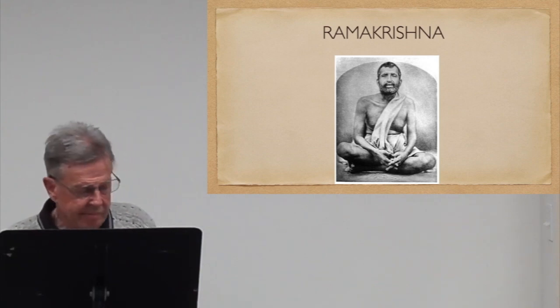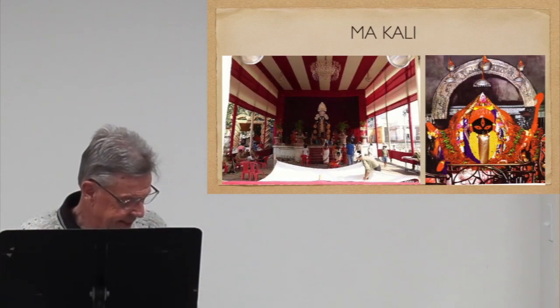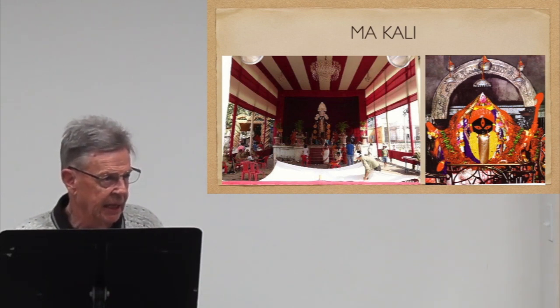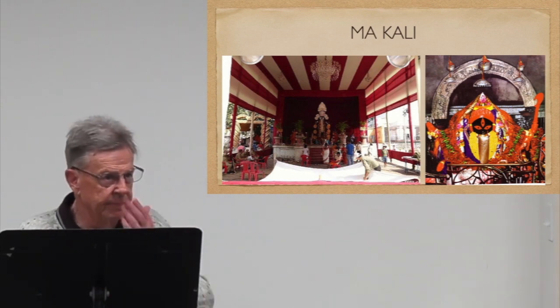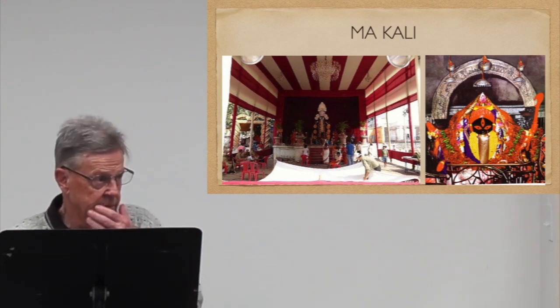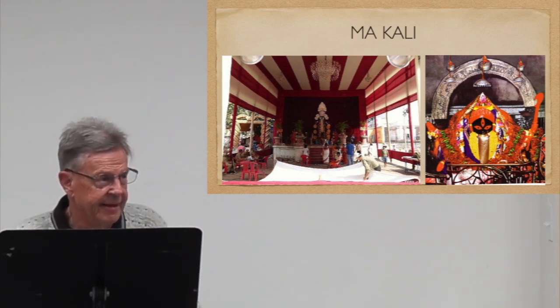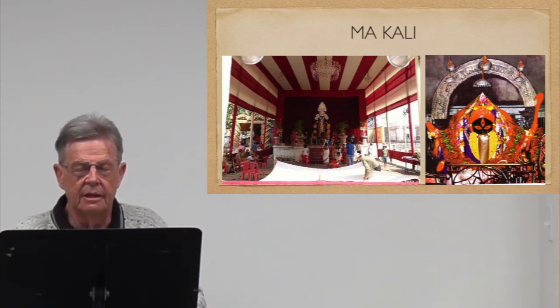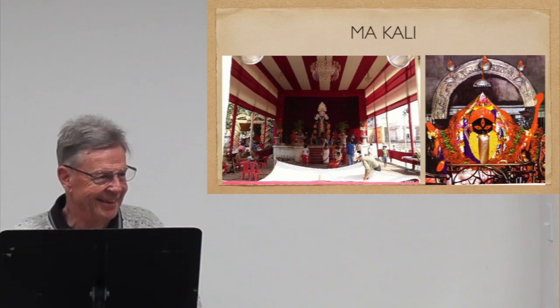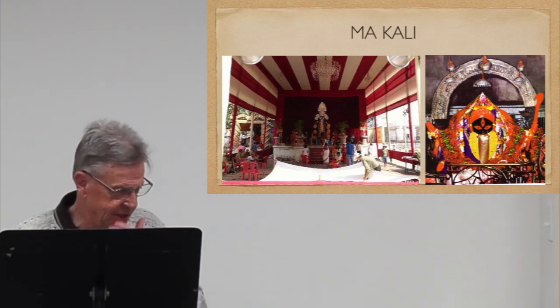So this was Ramakrishna. And this is inside the temple, and that's Ma Kali. Notice the big tongue. People say, what's that all about? Her tongue laps up time. So if you're lapping up time, what are you doing? It's death. So she symbolizes death.